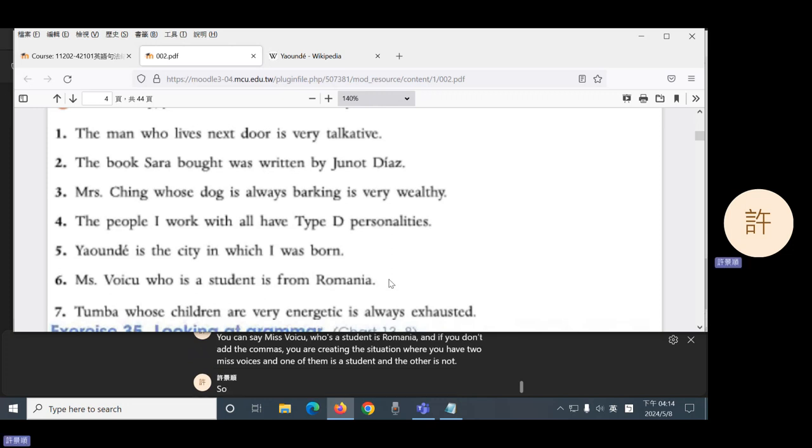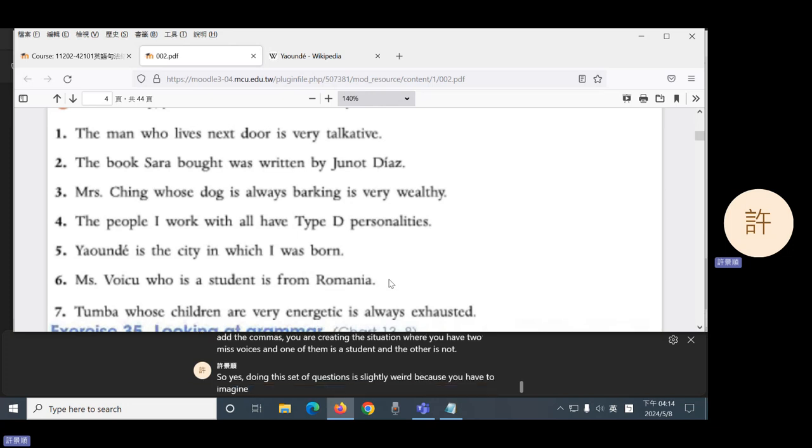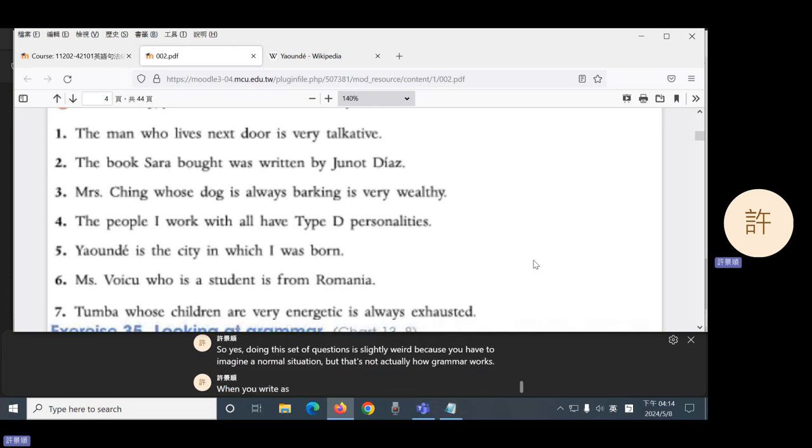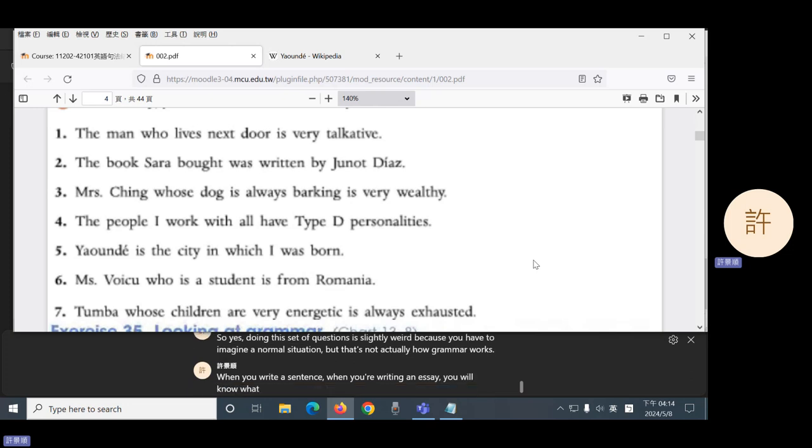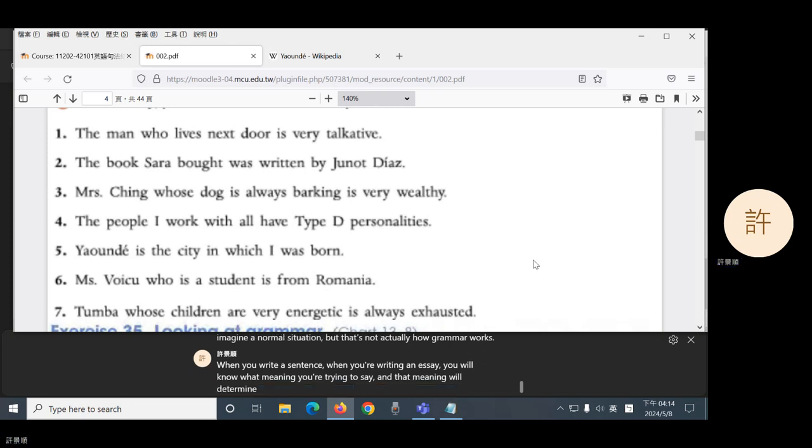So yes, doing this set of questions is slightly weird because you have to imagine a normal situation. But that's not actually how grammar works. When you write a sentence, when you're writing an essay, you will know what meaning you're trying to say. And that meaning will determine whether you add commas.